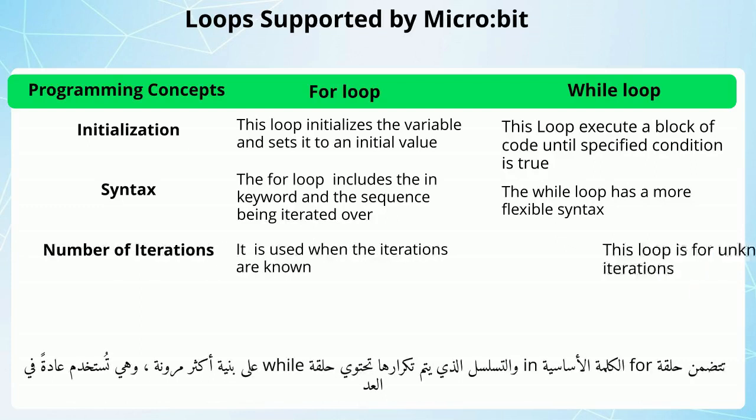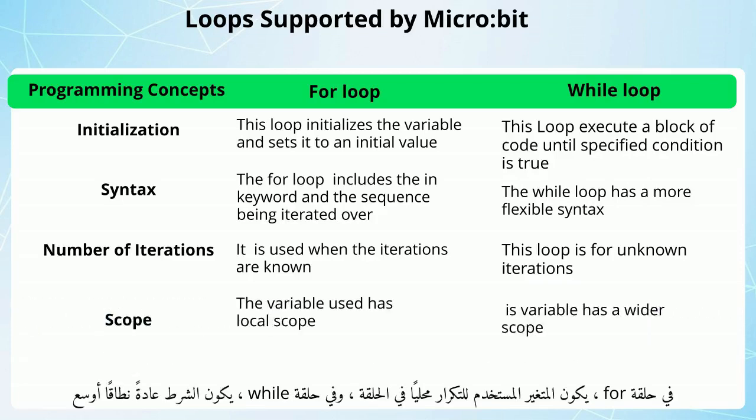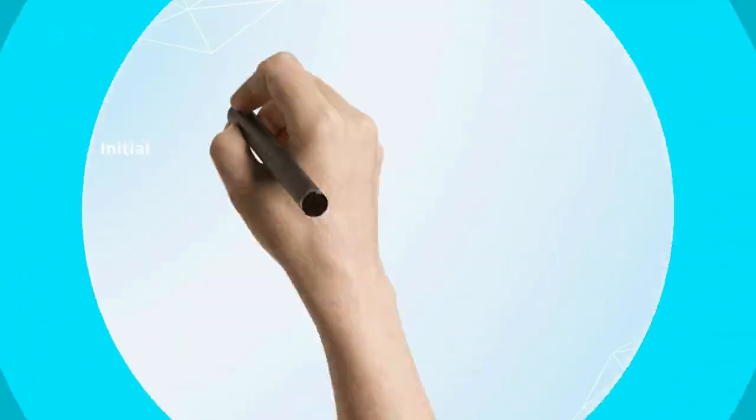Number of iterations: a for loop is used when the number of iterations is known. A while loop is for an unknown number of iterations. A for loop is typically used for counting. A for loop usually has a local scope, whereas a while loop has a wider scope.